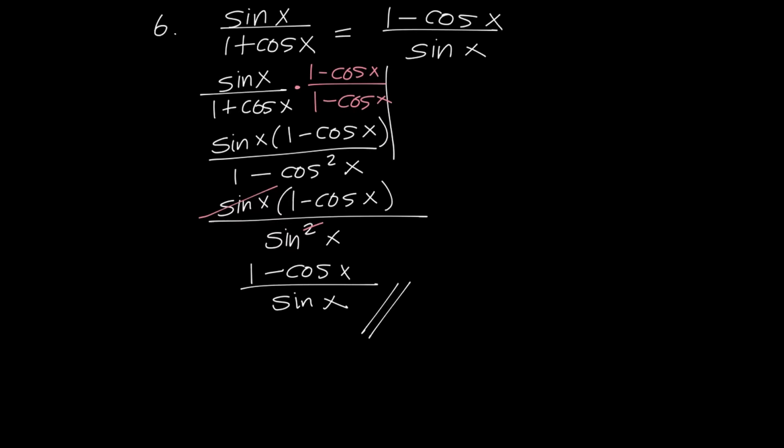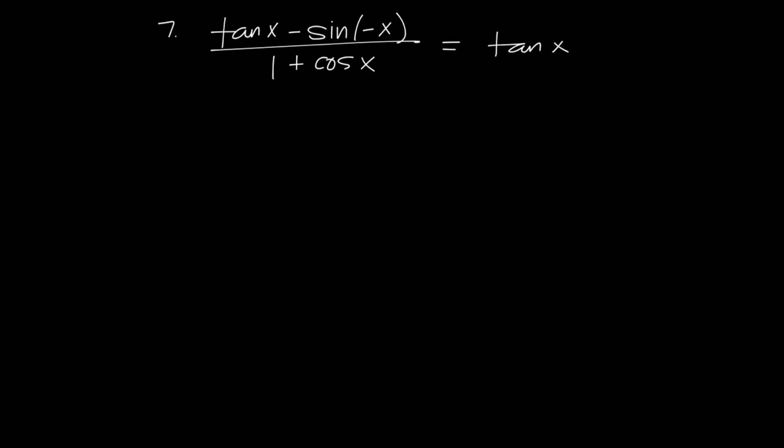Next example. Example 7. Tan x minus sine of negative x over 1 plus cosine x equals tangent x. The left-hand side here clearly looks more complex, so we will work with the left-hand side. Now I chose this example because this illustrates the use of the negative angle identity.